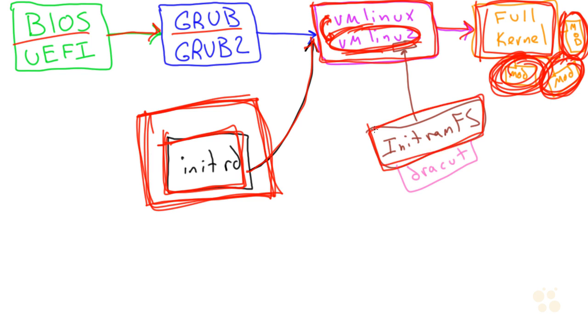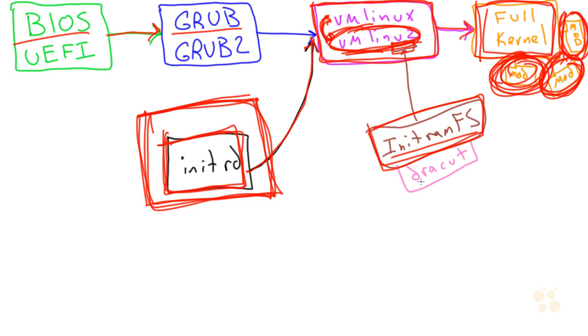They are fairly similar conceptually, except that the init RAM FS is actually part of the actual kernel itself. It's part of this vmlinuz or vmlinux kernel. And this is, just like it says, a file system that it creates and mounts in RAM.